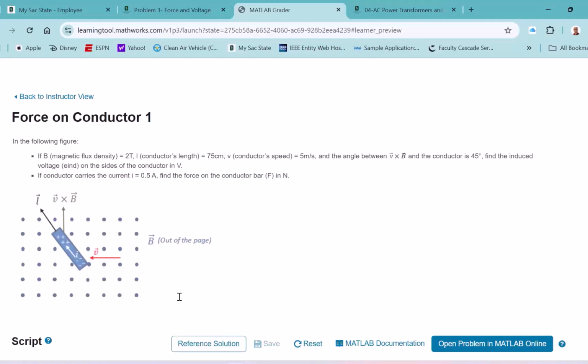V is going to the left, so right hand, starting from the index going to the left, and then middle finger going out, okay? So the thumb is showing the same, as you can see, V times B, V cross B. So this is the direction of V and B, okay? And then we're saying that the angle is 45 degrees. So it's important to note that V and B are 90 degrees apart. V is going this way, B is coming out. So the angle is exactly 90 degrees between those. And this angle is 45 degrees, between V times B, meaning this vector, and the conductor, meaning here.